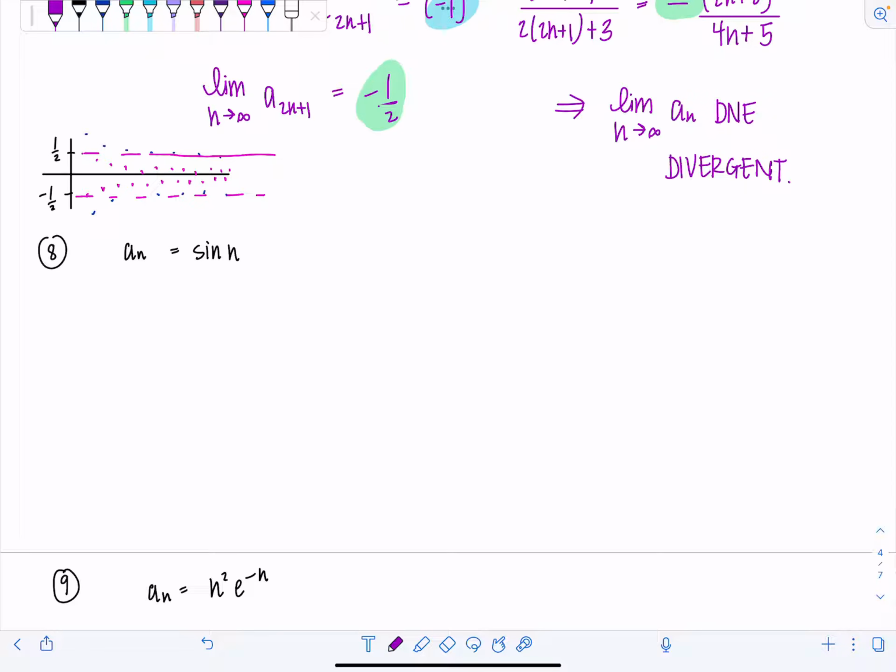How much work do you have to show? If you were in my class, you can just write the limit as n approaches infinity of sine n does not exist. It oscillates, if you want to write that down. Therefore, the sequence is divergent. It's bouncing around. It's bouncing around like a maniac. Okay.